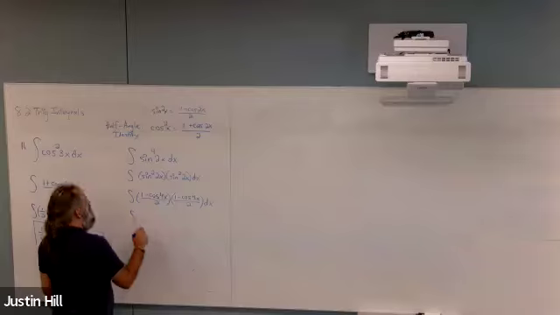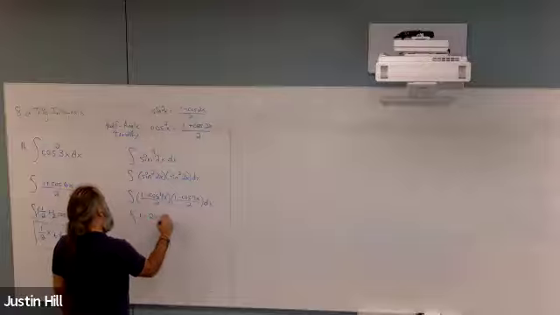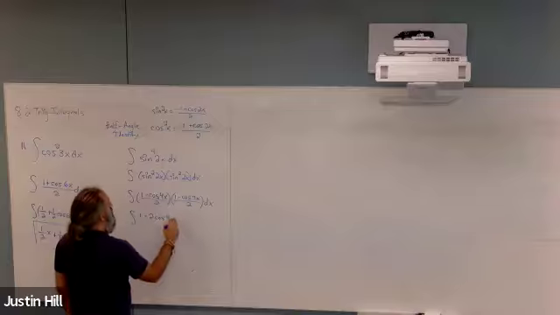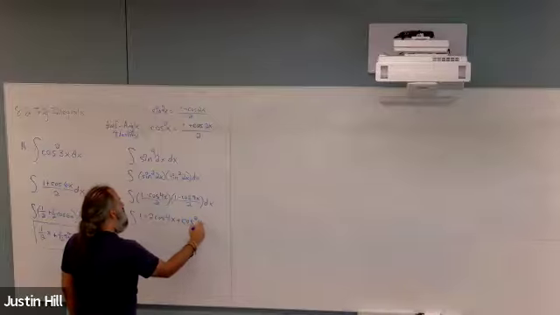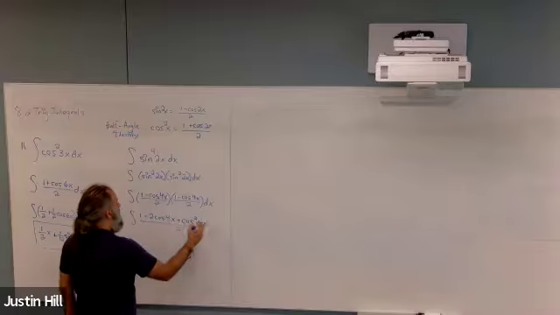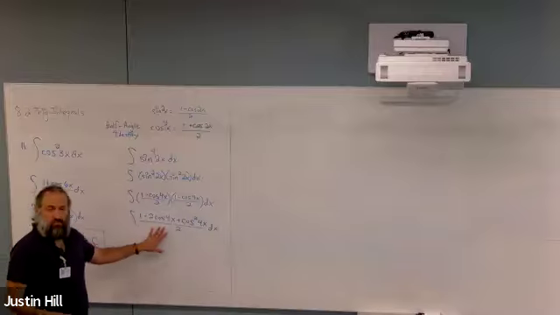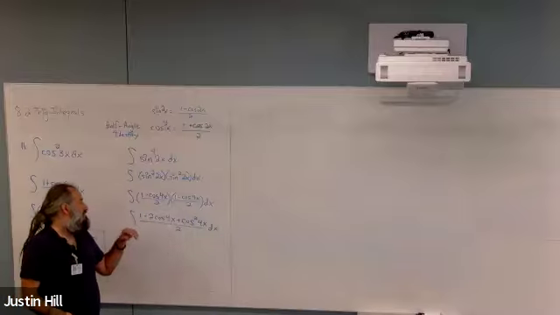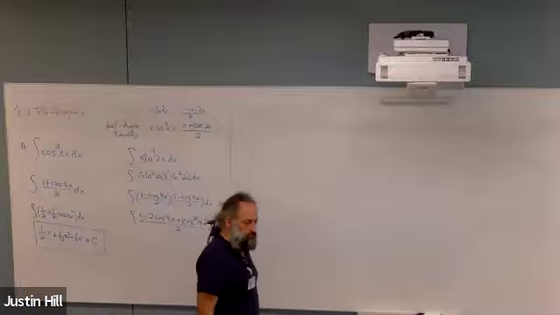To flash forward on this, if you distribute this, you're going to end up with 1 minus 2 cosine of 4x plus cosine squared 4x, all over 2 squared. So the question to you then, looking at that, can you integrate all of that?